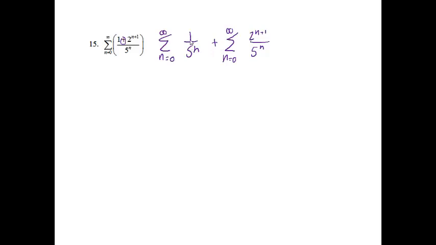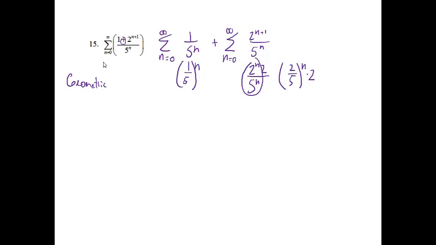I did notice that on this one, this would be a geometric series. I could rewrite it as (1/5) to the n. And then this one I could rewrite as 2 to the n over 5 to the n, which is (2/5) to the n times 2. So I did notice that these are both geometric series. And again, in either case, I think you'd have to separate it, but then you could use the root test or the ratio test just as easily.